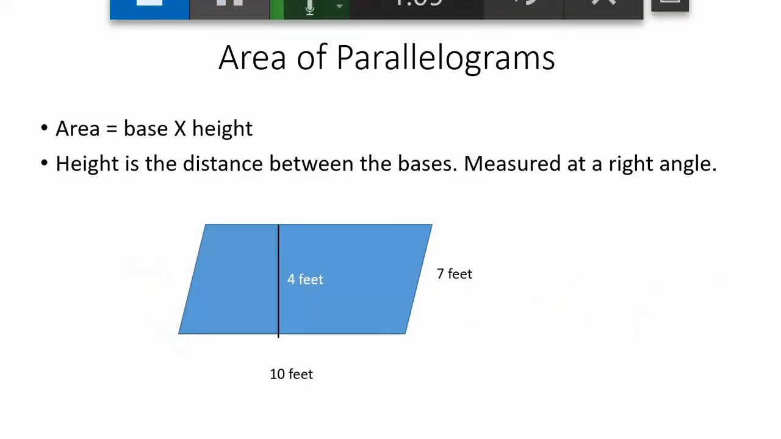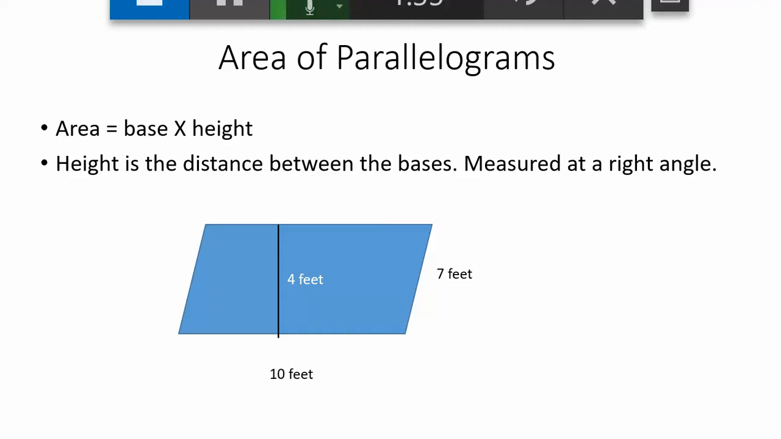Let's try another parallelogram problem. In the last one, you'll notice we only had 2 measurements, so it was a bit easier to determine which ones were the base and the height. In this parallelogram, I have 3 measurements. Across the bottom is 10, the right side is 7 feet, and in the middle it says 4 feet.